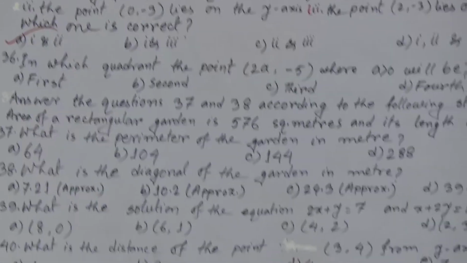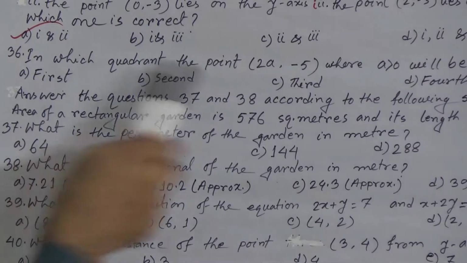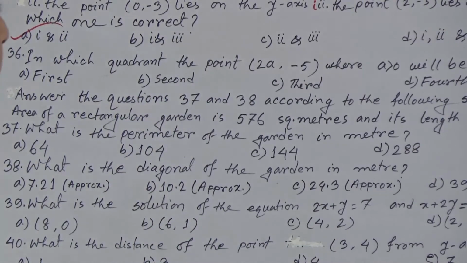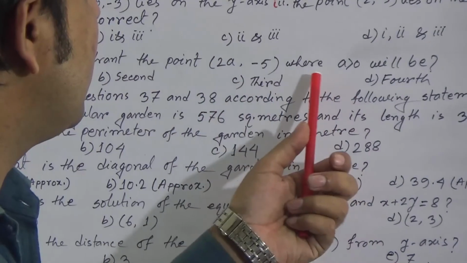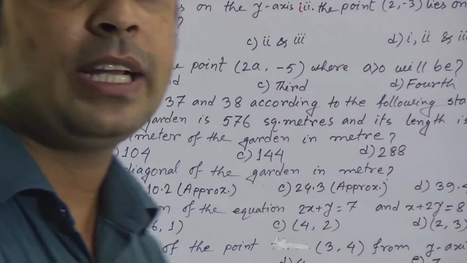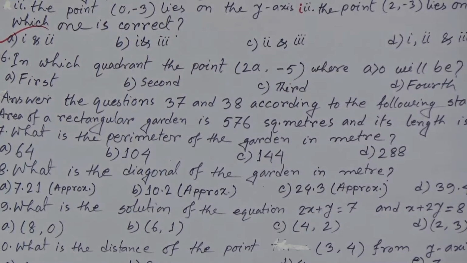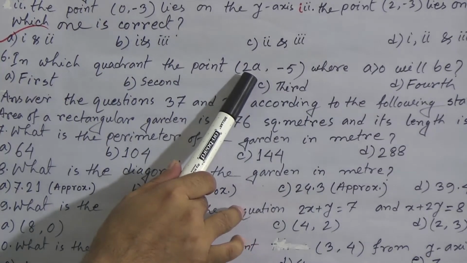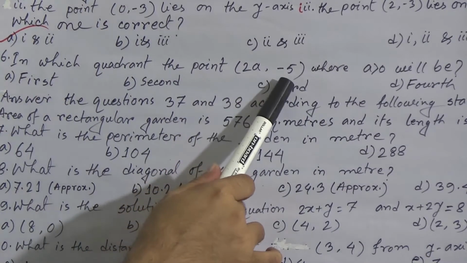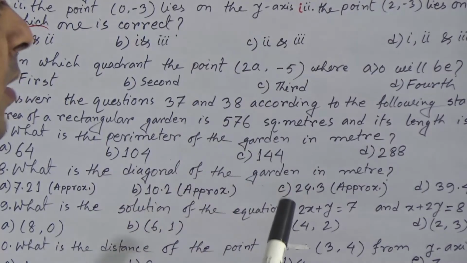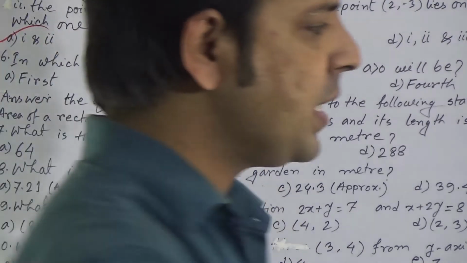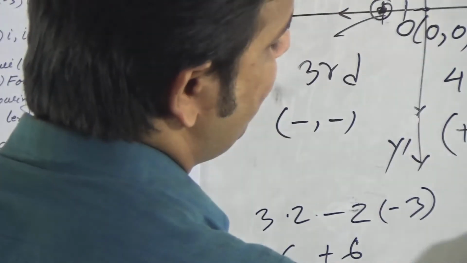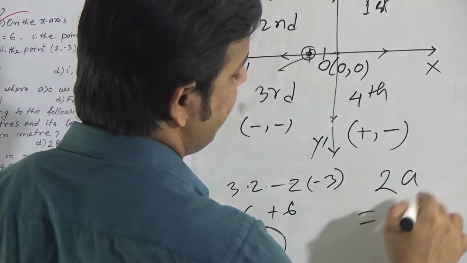Now question 36, in which quadrant will the point (2a, -5) be, where a is greater than 0? Here a condition is given, a is greater than 0. It means a is positive. If a is positive, 2a must be positive.